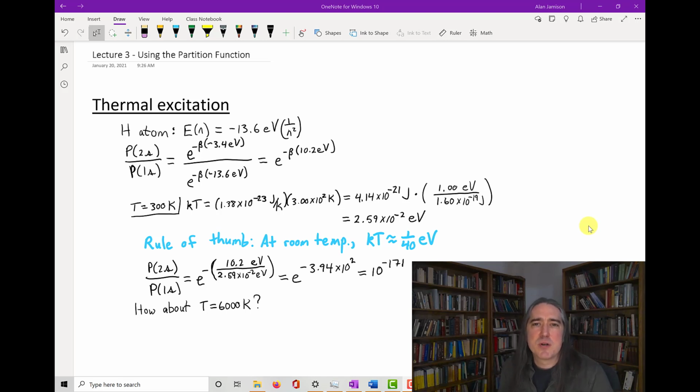In this lecture, we're going to talk about different ways that we can use the partition function. We introduced the partition function in the last lecture, and I said, trust me, this is going to be important. Now we're going to see why it's important.